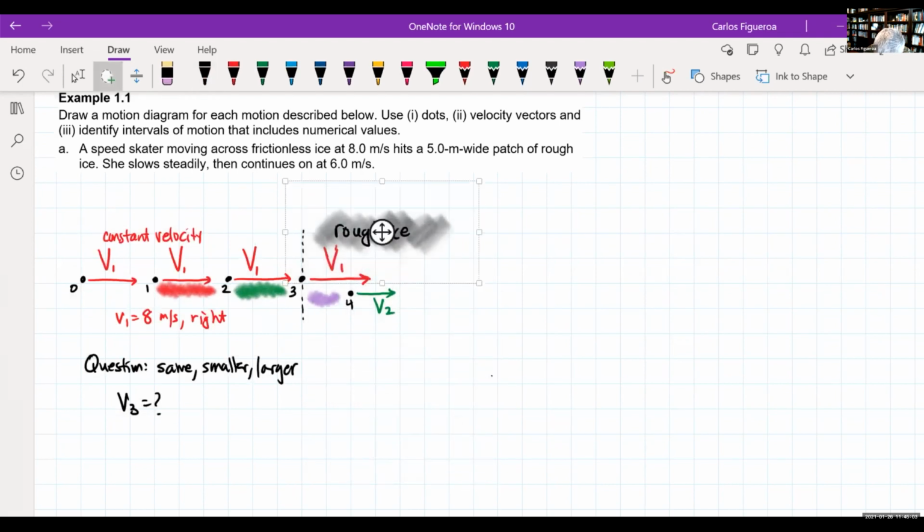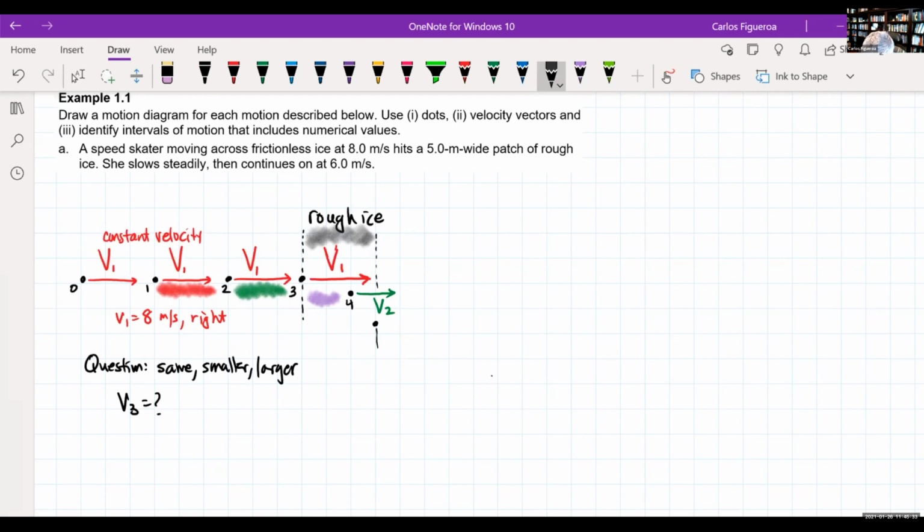So we'll say that this is the rough ice. And what we're going to do here is that I'm going to reduce this rough ice. And so you could see that if this is 2, I need a smaller interval right there. And I'm going to say that this now is the end of rough ice at this point. So this is the end of rough ice. So this is all the rough ice right there.